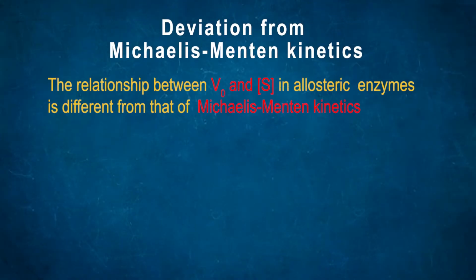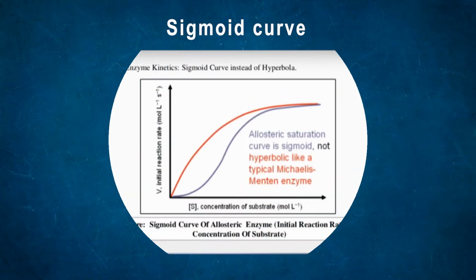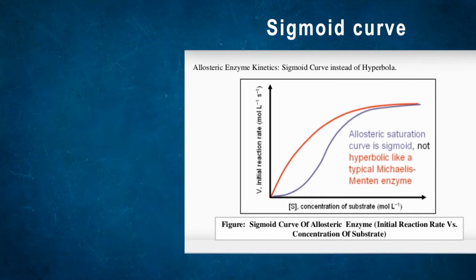The relationship between V0, that is the rate of enzymatic reaction, and substrate concentration in allosteric enzymes is quite different from that of Michaelis-Menten kinetics. They do exhibit saturation kinetics with the substrate when substrate concentration is sufficiently high. But for some allosteric enzymes, plots of V0 versus concentration of S produce a sigmoid saturation curve for cooperativity, rather than the hyperbolic or rectangular hyperbolic curve of non-regulatory normal enzymes.